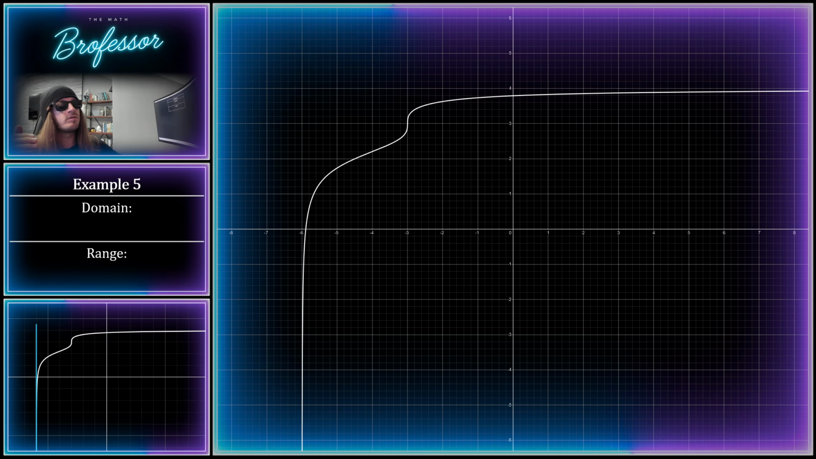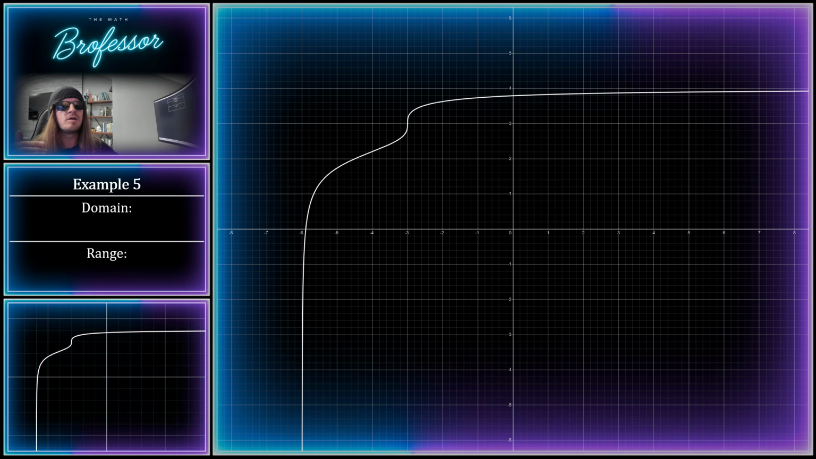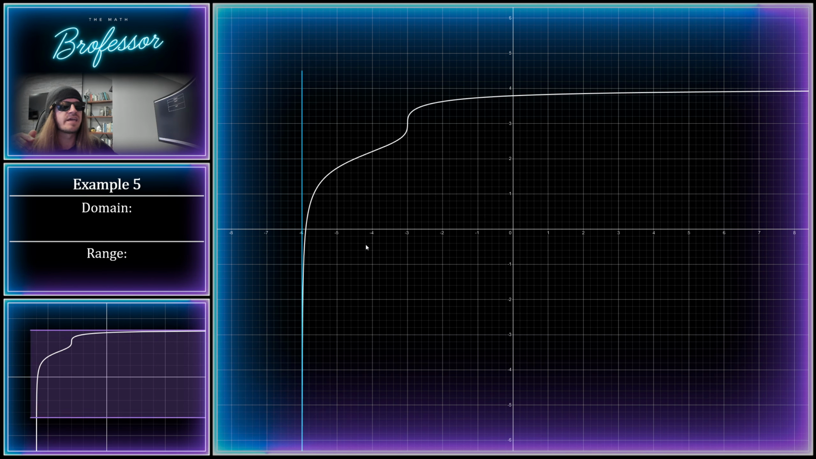Here, you're going to have a vertical and a horizontal asymptote, and one of each of those will be in the domain and range. But starting with domain, we'll come from the left until we get as close to this graph without touching, and that's at -6. So what you have right here is a vertical asymptote.